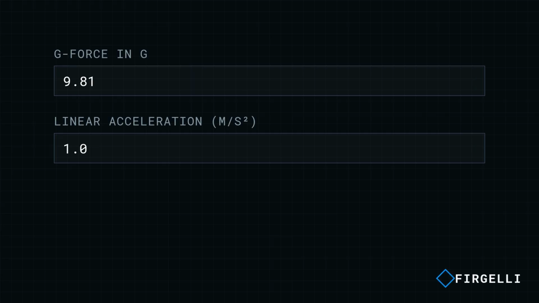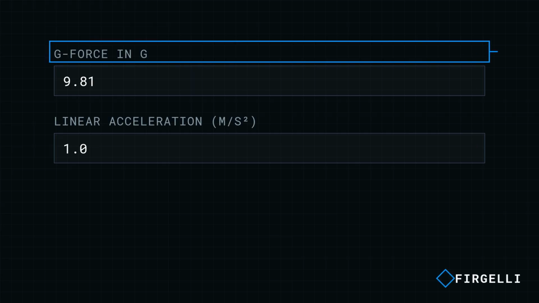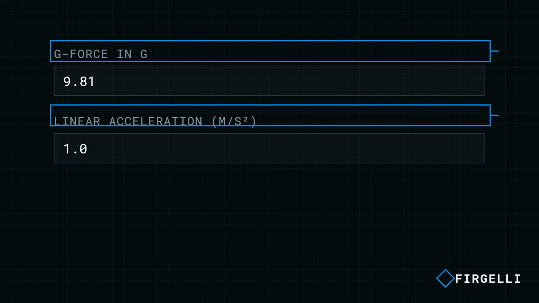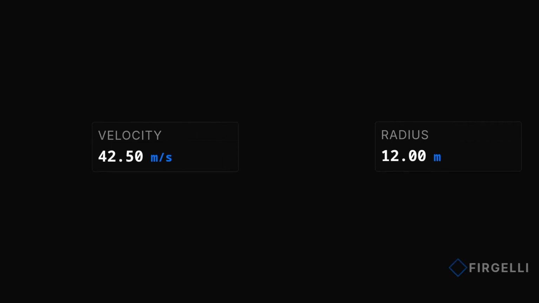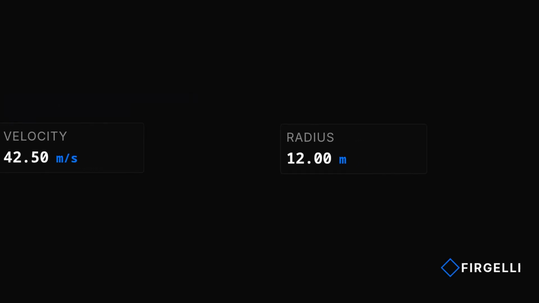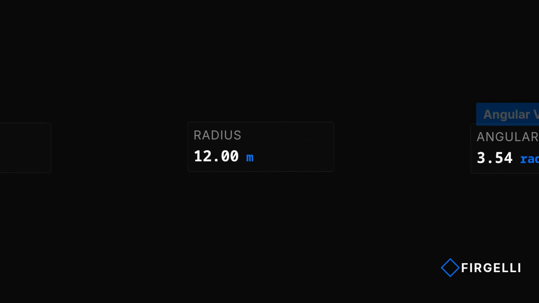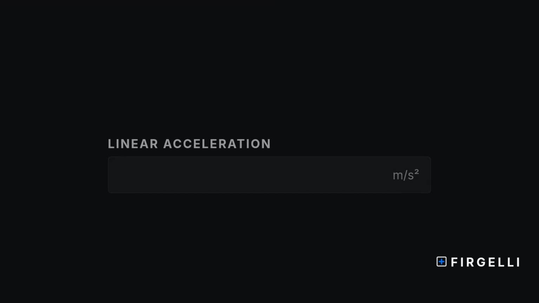Next, we have 5 input fields: G-force in G, linear acceleration in meters per second squared, velocity in meters per second, radius in meters, and angular velocity in radians per second. Let me walk through a calculation.